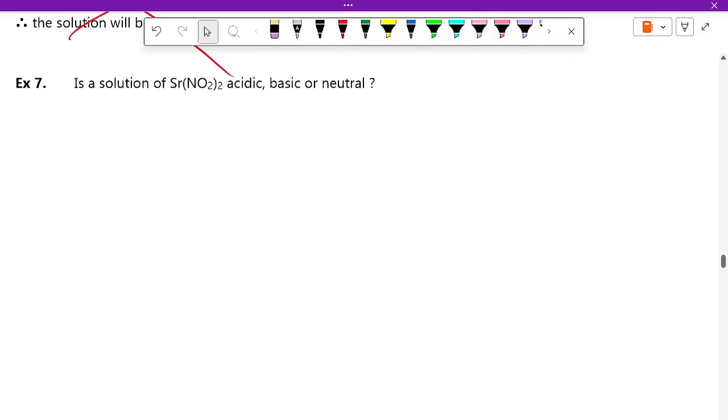So try this one on your own. You can do it whatever way you want. You can do it intuitively. You can write out all the steps. Do it however you want to. Strontium nitrite. Yes. Nitrite, NO2.